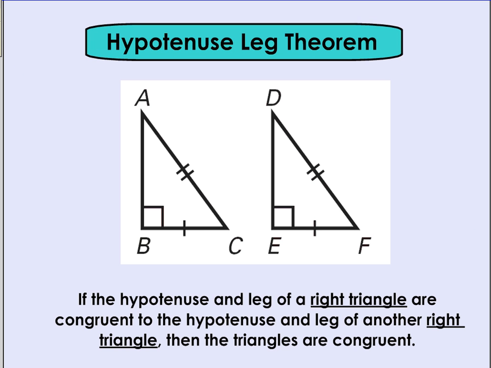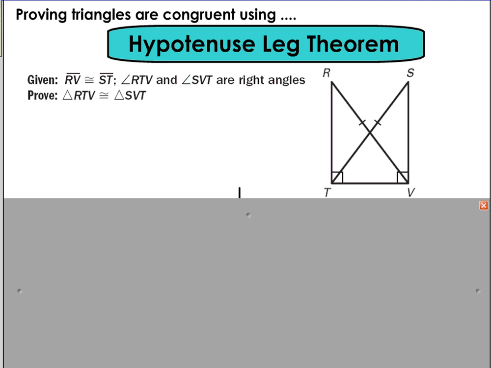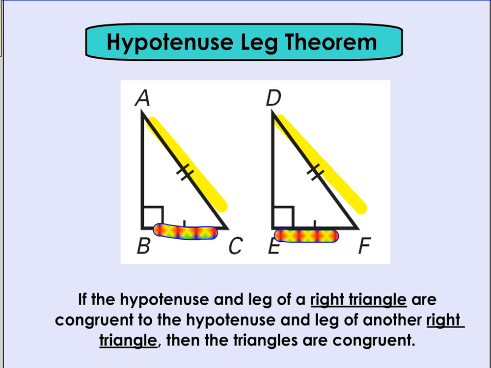Finally, we have our hypotenuse-leg theorem. This is our hypotenuse-leg congruence theorem, and it says that if the hypotenuse and a leg of a right triangle are congruent to the hypotenuse and leg of another right triangle, then we can say that the triangles are congruent. This will be our fifth and final way to prove triangles congruent. Here's a proof, and we can take a look at that. Note that this theorem only works if you have right angles. So we had a right angle here, and a right angle here, which means we had right triangles.